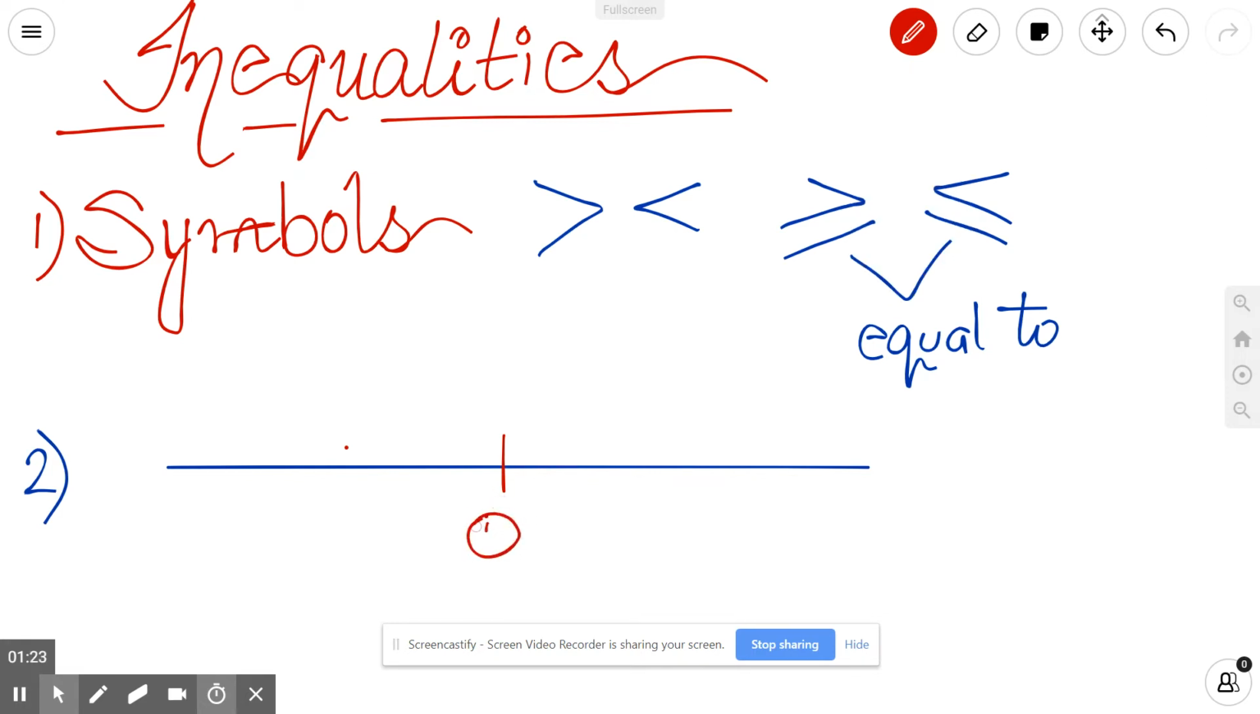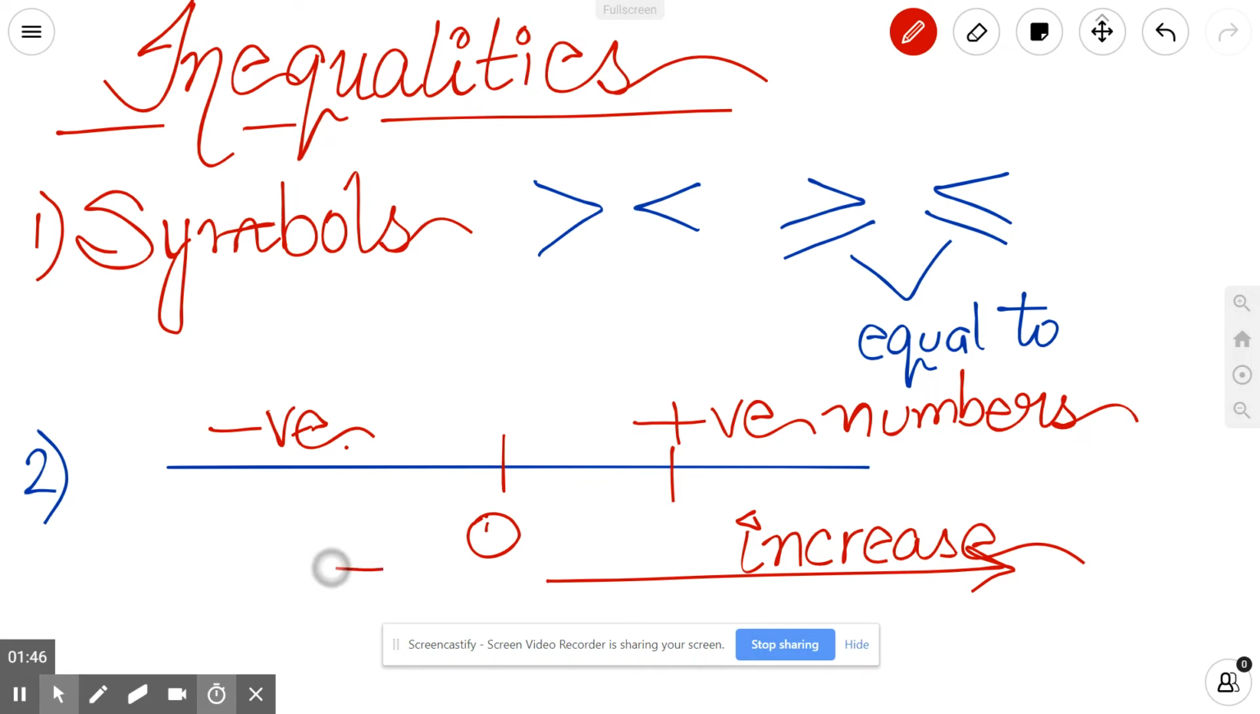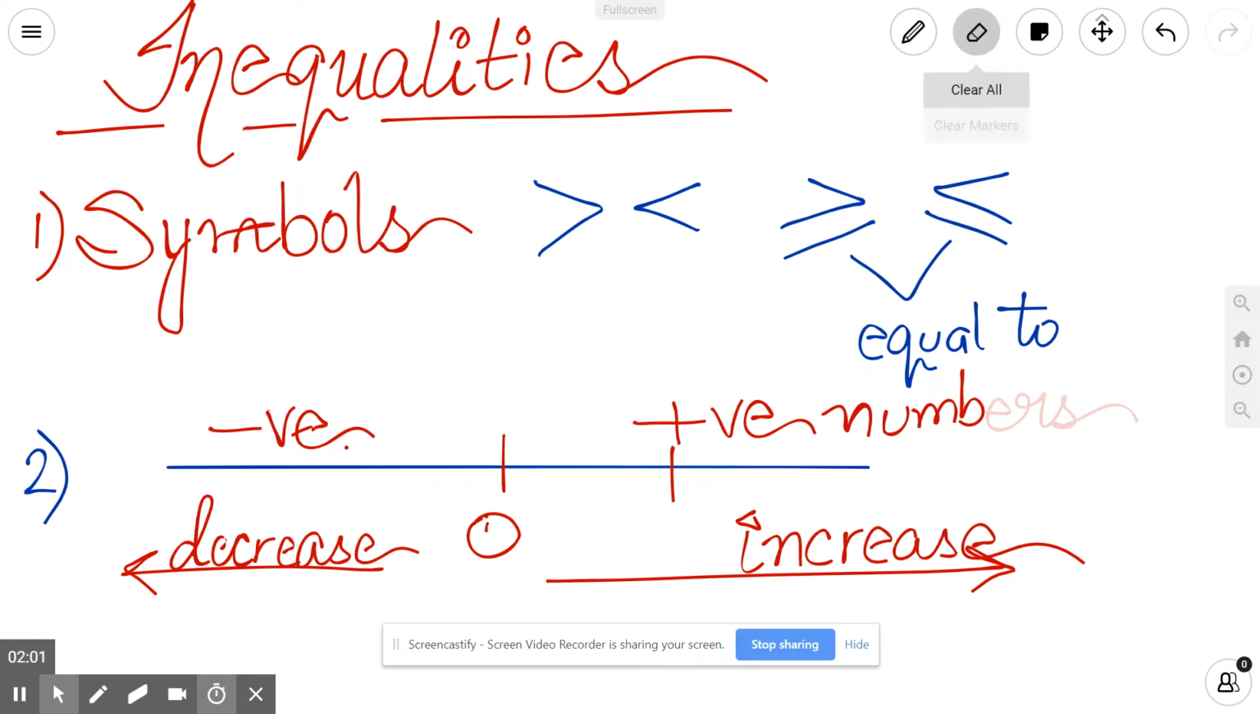So this is the 0, students, and the numbers are positive right here. These are the positive numbers. And on the left hand side, you have your negative numbers. So basically what you need to remember is that on the right side of the 0, the numbers always increase. And on the left side, the numbers always decrease. So these were the basic 2 points I felt that you really need before we actually move on to questions or to see how they are being graphed.